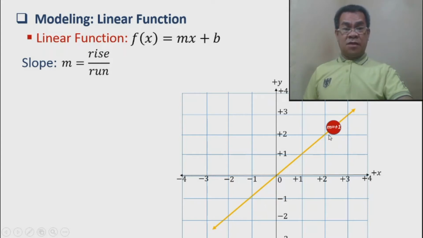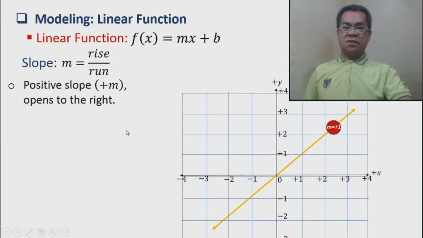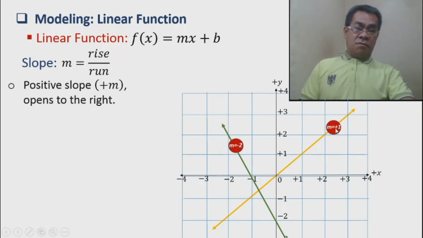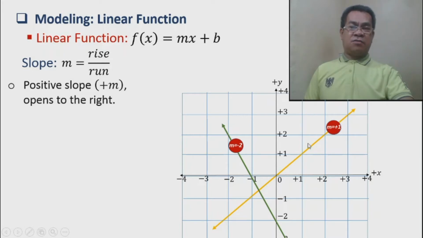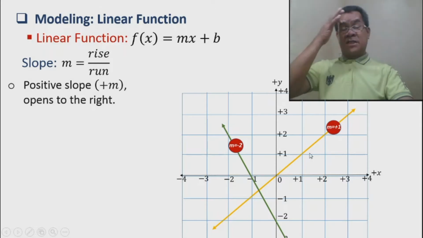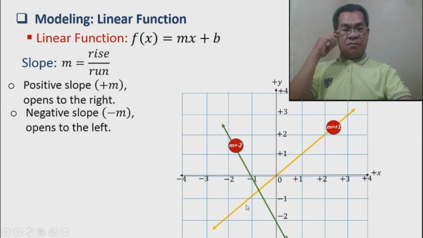And this is positive because it opens to the right. So we assume that if it opens to the right, then the slope must be positive. In contrast, if the line opens to the left, it should be a negative slope. The greater the slope, the steeper the line, because the rise now dominates the run. If your slope is 1, the angle is 45 degrees. So if your angle is 45 degrees, the slope is 1. More than 45, the slope should be greater than 1. Below 45 degrees, the slope is less than 1. Okay, negative opens to the left.